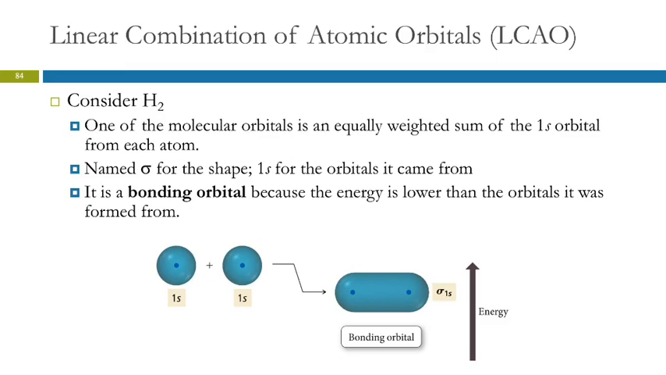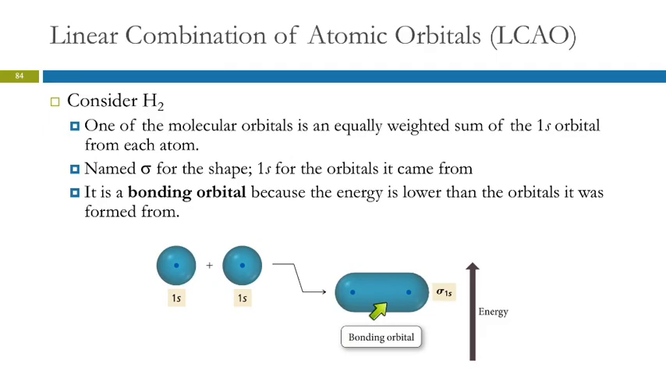Okay, so let's look at hydrogen, H2. Each hydrogen has one orbital, an s orbital, and it's got one electron in there. So here's an s orbital from the one hydrogen, s orbital from the other hydrogen. When we linearly combine these, we get a bonding orbital that's lower in energy. It's sort of pill-shaped, and that's a bonding orbital.